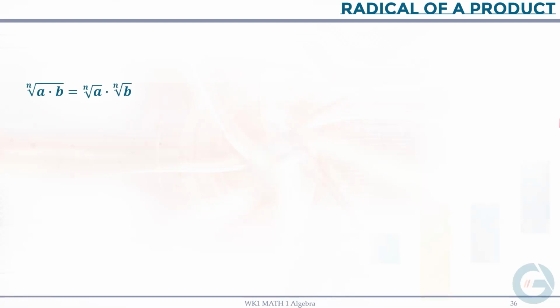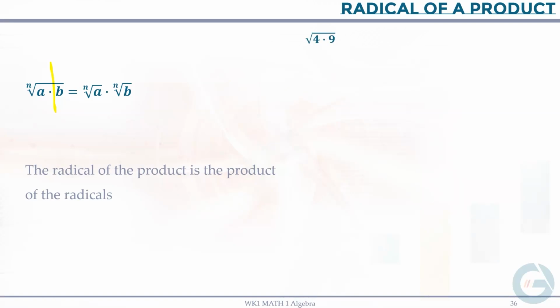So for example, we have the multiplication process a times b under the radical sign. We can simply distribute the radical, or we can just separate a and b. So the radical of the product is the product of the radicals. For example, the square root of 4 times 9. We can separate the 4 and 9, distributing the radical, which is equivalent to the square root of 4 times the square root of 9.